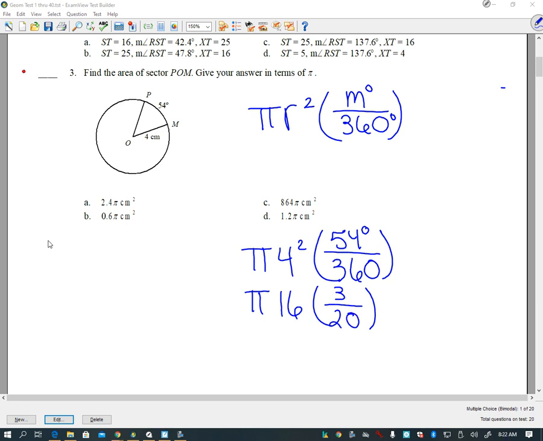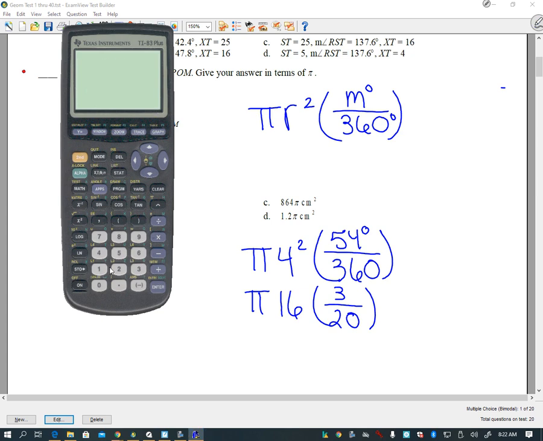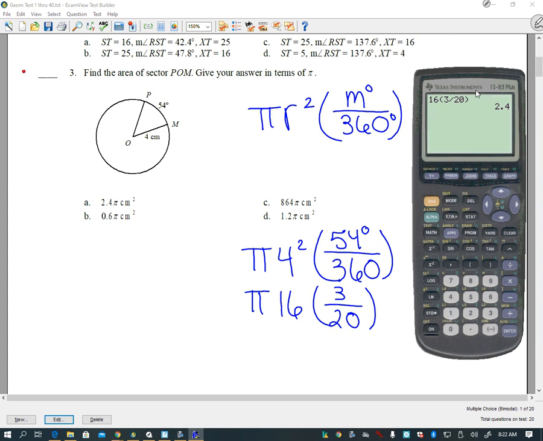Okay, so we have 16 times 3 divided by 20, and I don't know if that reduces or not. At this point, I would probably just use my calculator. Let's see which I have got to pull up. Give me a second here. Okay, so 16 times 3 divided by 20 because it wants it as a decimal anyway. I get 2.4. Notice that we didn't use pi. 2.4 pi centimeters squared.